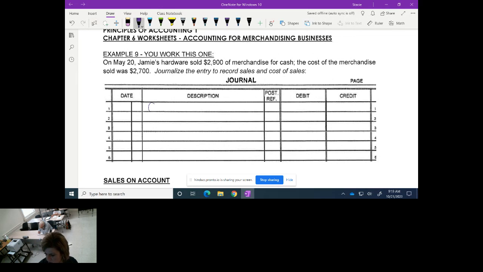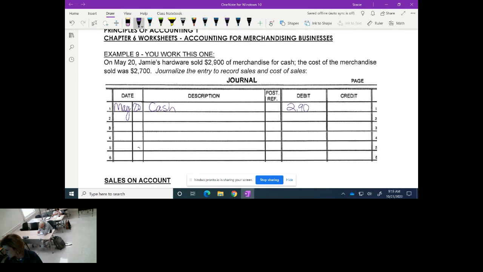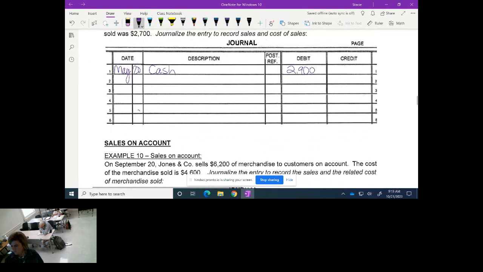We're gonna debit cash. For $2,900? Okay. Credit sales.